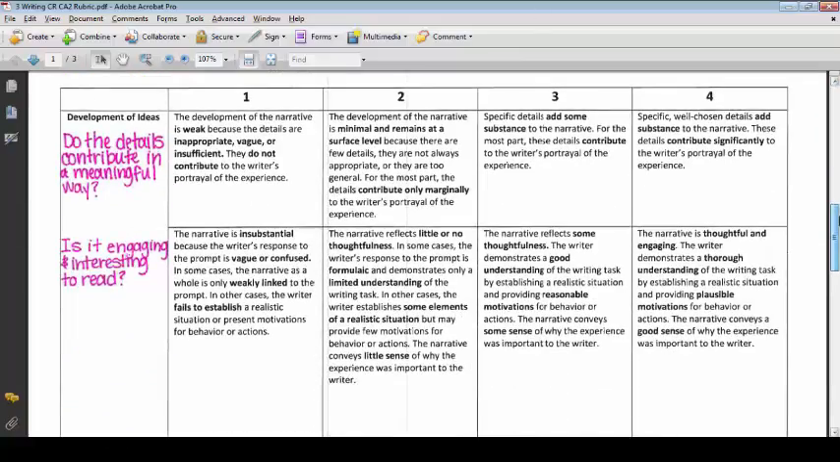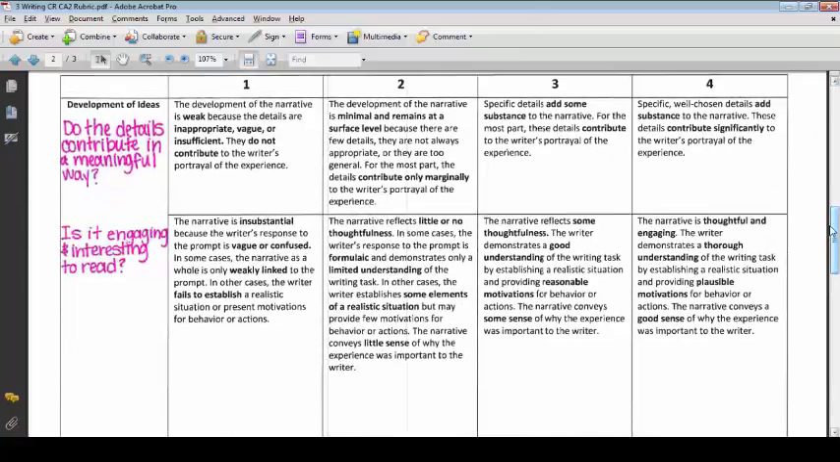The next strand is around ideas, and this really has to do with are there good details and is it interesting to read? Does the writer write something that is really fun for me as a reader to read? So again, do the details contribute? This would basically be a no, and these are levels of yeses. And then is it engaging and interesting? This is usually a no. This is not really, but maybe there's a little bit of a realistic situation that could be interesting if given a little bit more development.